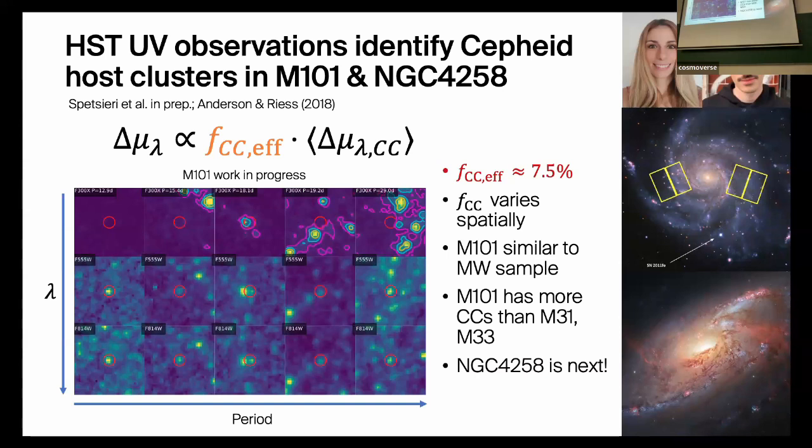So in M101 we find about, this is work done with Zoe Spezieri, my postdoc, and Bastien Lang, my PhD student, and we find a fraction of cluster Cepheids of about 7.5%. And we also see that it varies quite a lot spatially over the region of these two footprints shown here in yellow. There's also some work on this based on M31 and M33, which all showed a smaller fraction of cluster Cepheids, but we find that M101 is more comparable to the Milky Way in that regard. So clearly there's some variations of this, and luckily we also have UV data for NGC 4258 to do the test there.